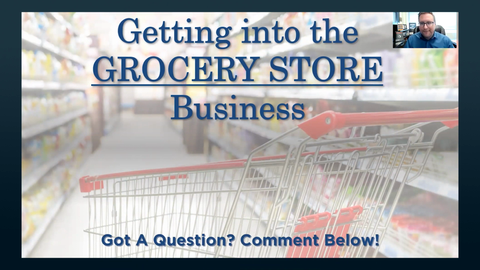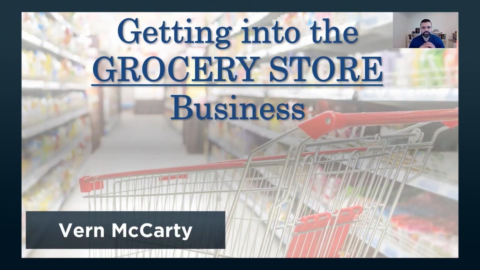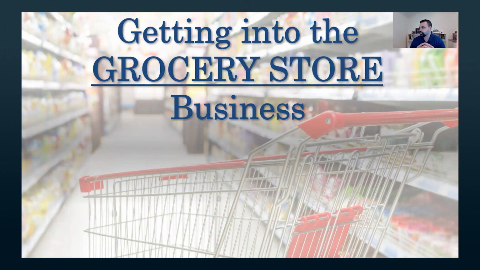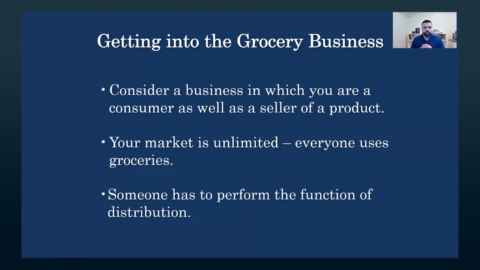Vern, take it away. Well, Nelson taught us that we need to learn how the grocery store business works. So we wanted to pick a business where you are both a consumer and a distributor of the product, and you have an unlimited market. Everyone has to use groceries. So just like banking, everybody has the use of money. Everybody has the use of groceries as well, right? Now, somebody actually has to perform the function of distribution.